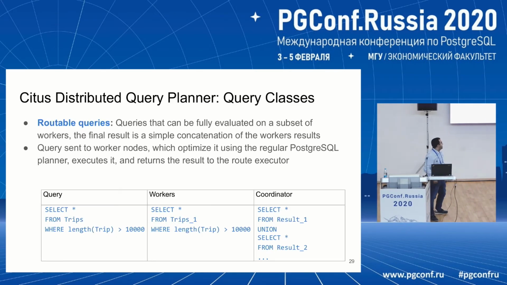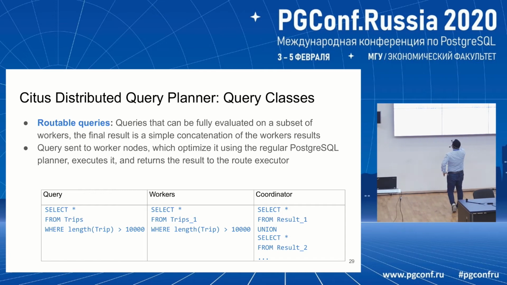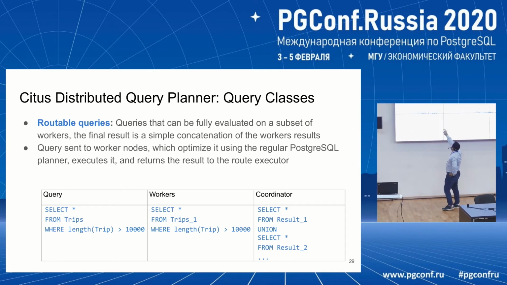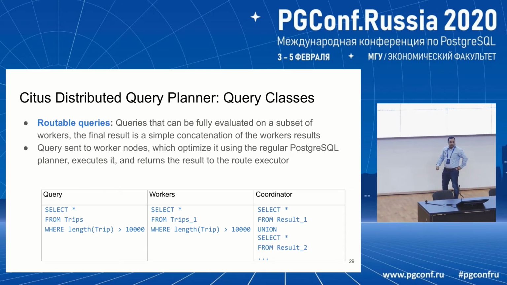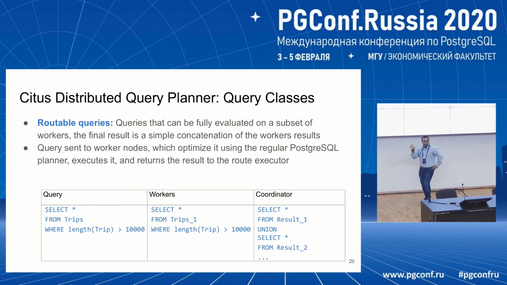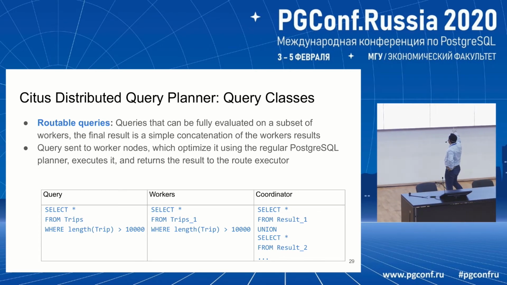Let's show an example. Here we want to do this query. Find all the trips that had a length of more than 10 kilometers. So length is a MobilityDB operation, and trip is a MobilityDB type. So Citus is going to break this query into two queries.